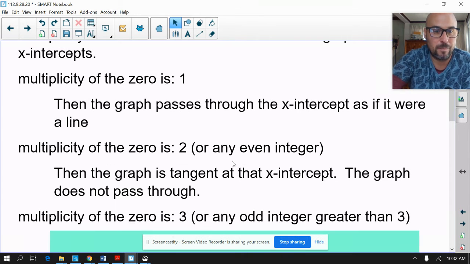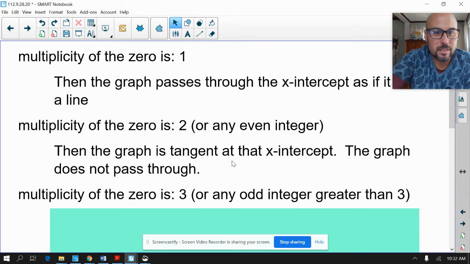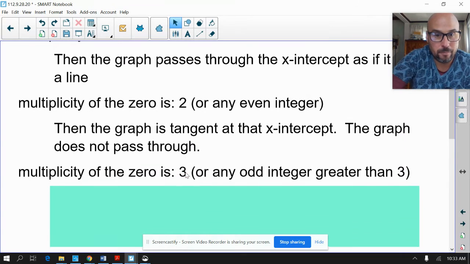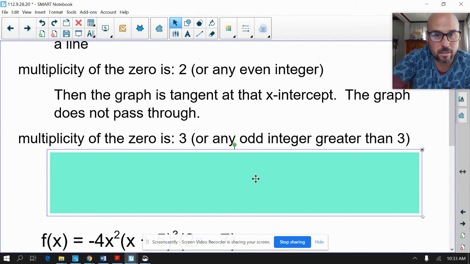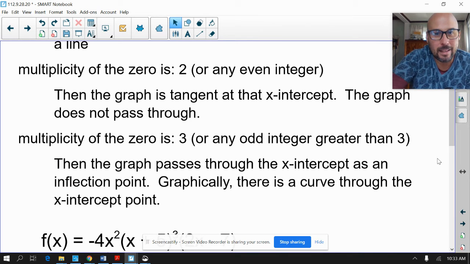If the multiplicity is odd, it occurs an odd amount of times, 3 or greater, in fact, because remember, if the multiplicity is 1, it just passes through as if it were a line. But if it's any odd number above 1, then it still passes through, but it flattens out at that point, and that would be called an inflection point.